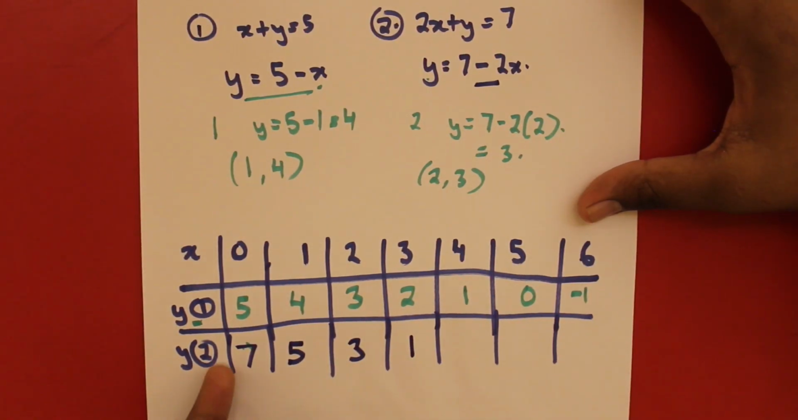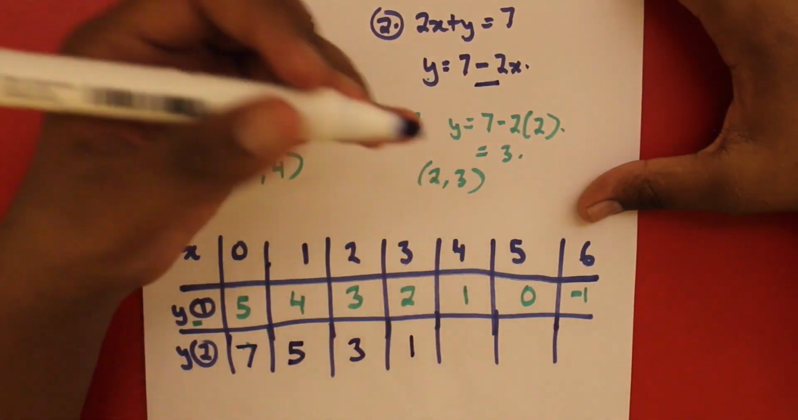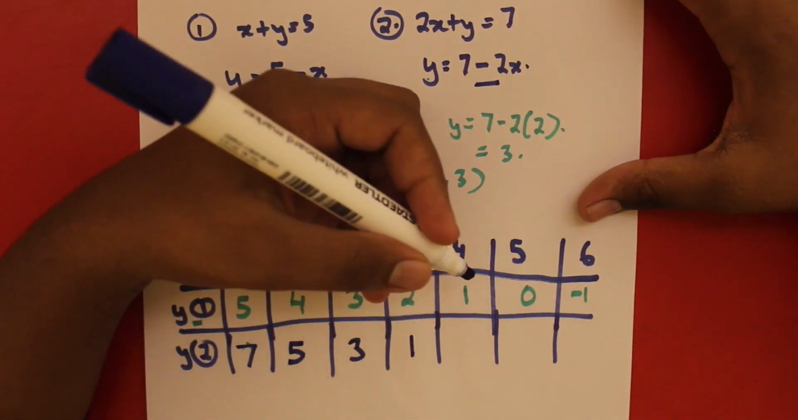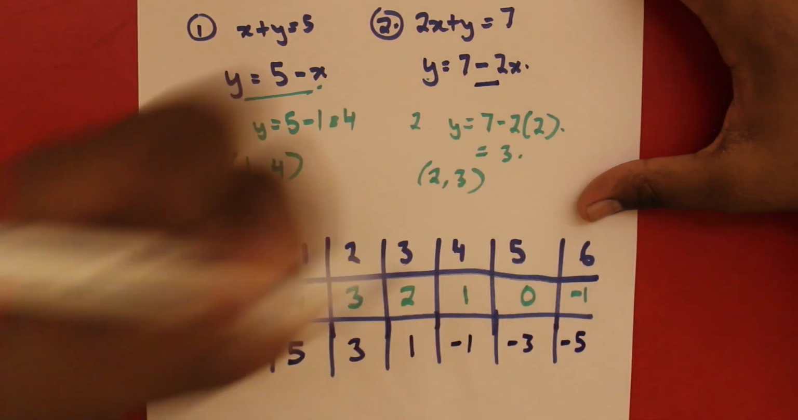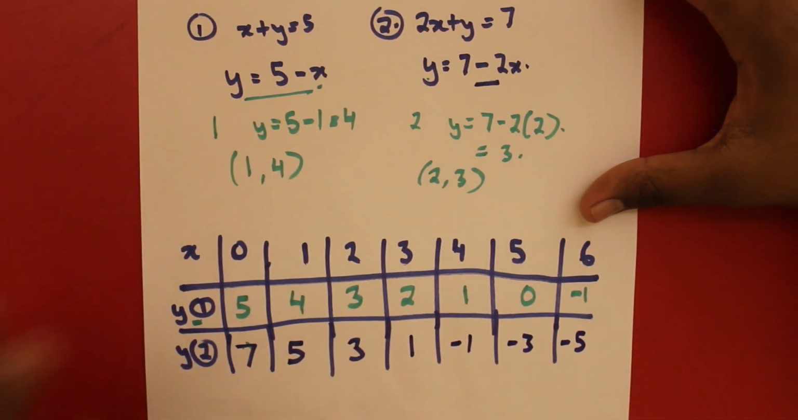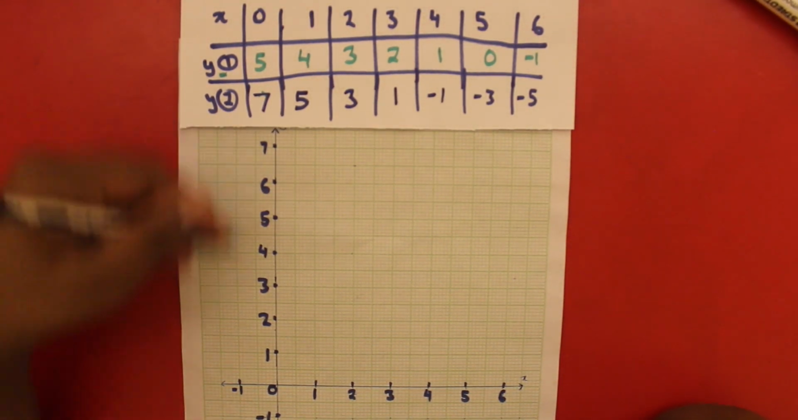Again, we can see a pattern: 7, 5, 3, 1. These are all decreasing by 2. So rather than substituting and getting your answer, you could just continue the pattern so that it saves time. So minus 1, minus 3, minus 5. So these are all your values, the table of values. So now we know exactly what points to plot on the graph, and the intersection point will be the solution to the equation.